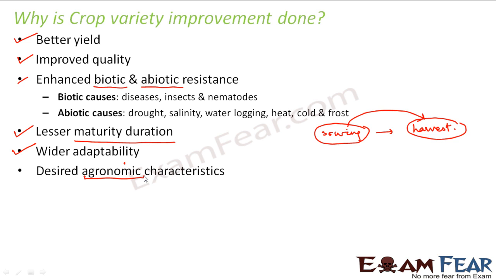This was just an example. Similarly, for many plants, we want their height to be more, or many other characteristics are also there in a plant, right? So we can have our desired characteristics in a plant by improving its variety. I think I have listed enough reasons which encourage us to go for crop variety improvement. So now you understand why we go for crop variety improvement: so that we can improve the variety to such an extent that it is of better quality, gives better yield, has enhanced biotic and abiotic resistance, lesser maturity duration, wider adaptability, and desired characteristics.